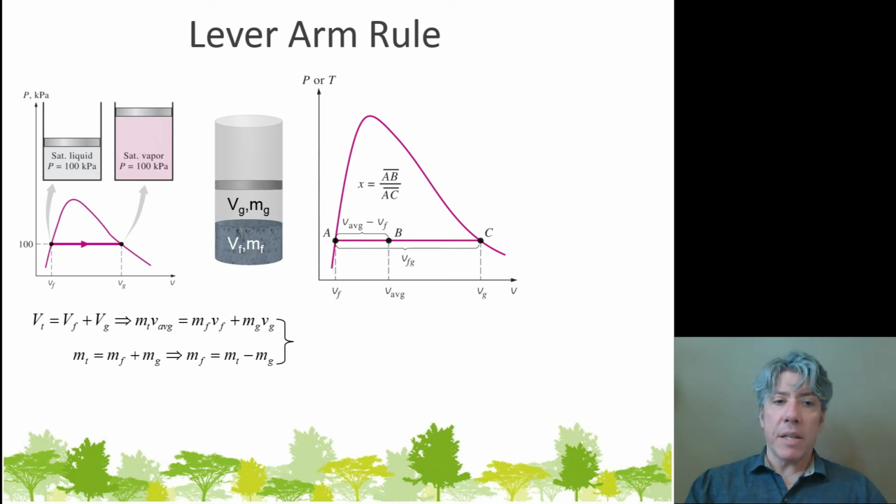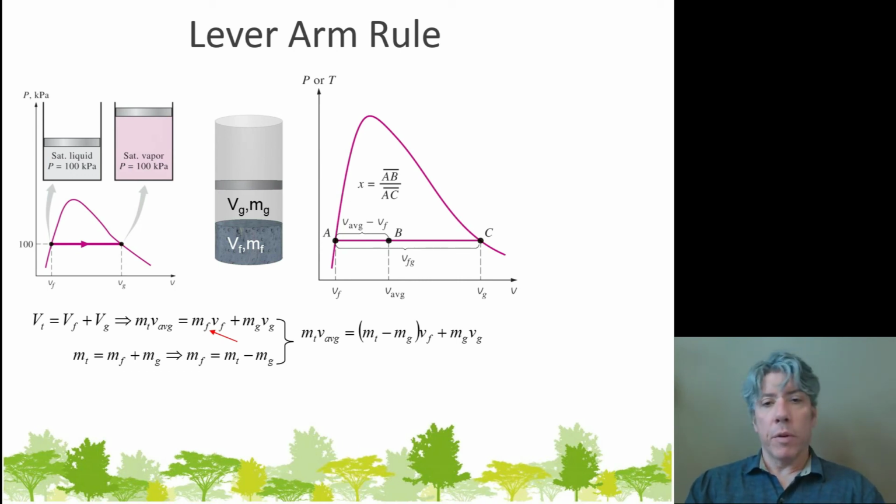Now the total mass in the system is the mass of the liquid plus the mass of the gas. We can rearrange this equation to solve for the mass of the liquid as the total mass minus the mass of the gas. Now if we make a substitution for the mass of the liquid, then we come up with our conservation of volume, if you will. It's just a total volume equation that relates the average specific volume to the specific volume of the vapor and the liquid and the amount of mass in the gas and total of the system.